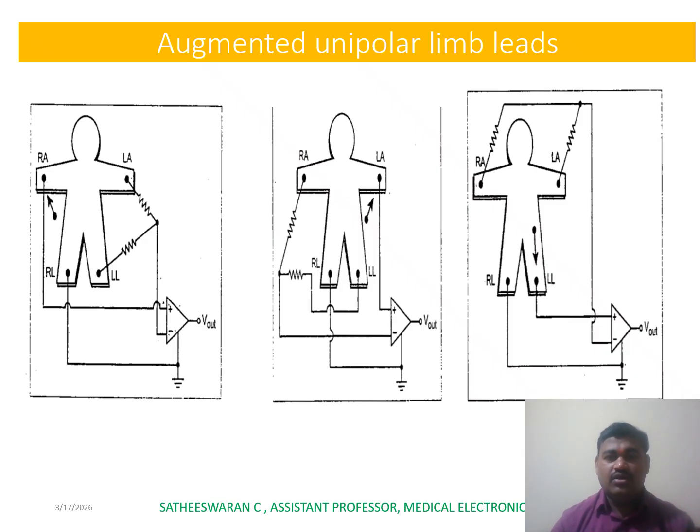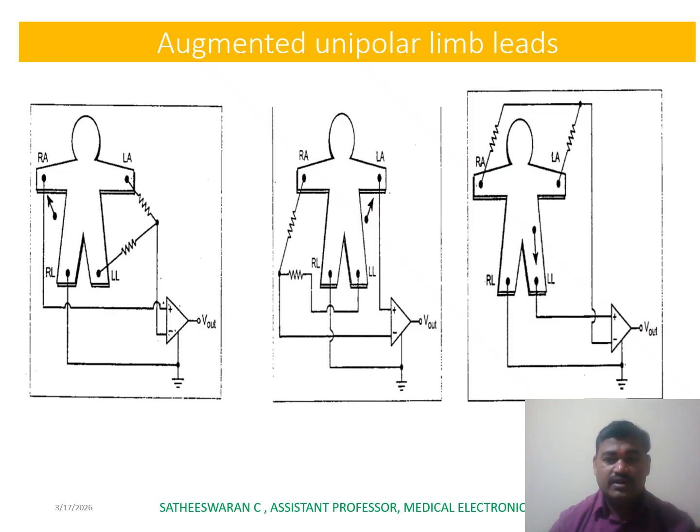Then another 3, the augmented unipolar limb lead system. That is the right arm, AVR, AVL, AVF. These are the 3 augmented unipolar limb lead systems. First, AVR: the right arm is connected to the non-inverting terminal of the operational amplifier. The remaining 2, the left arm and left leg, are taken out by means of a resistor and a common point which is connected to the inverting terminal of the operational amplifier, provided RL is used as a reference. This is called the augmented voltage right arm.